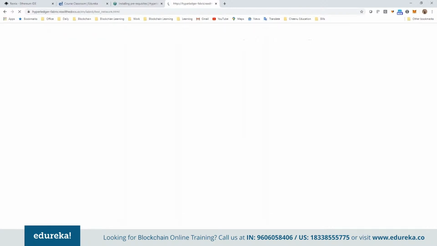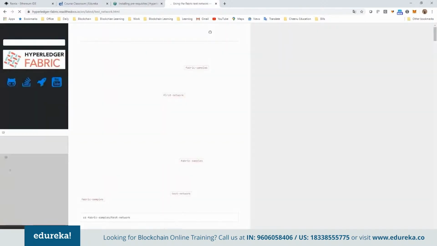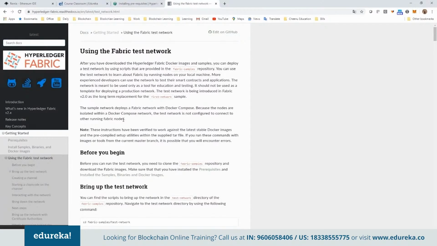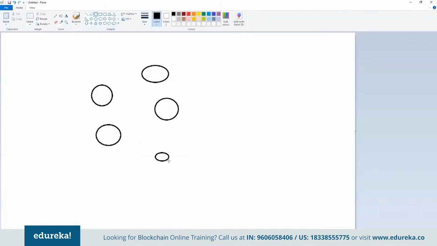It tells you each and everything about how the architecture looks like, what are the different entities in a Hyperledger network, how do they interact with each other. So it's a very, very detailed architecture. Let me try to explain it to you using the diagram. Let's say this is my blockchain network.